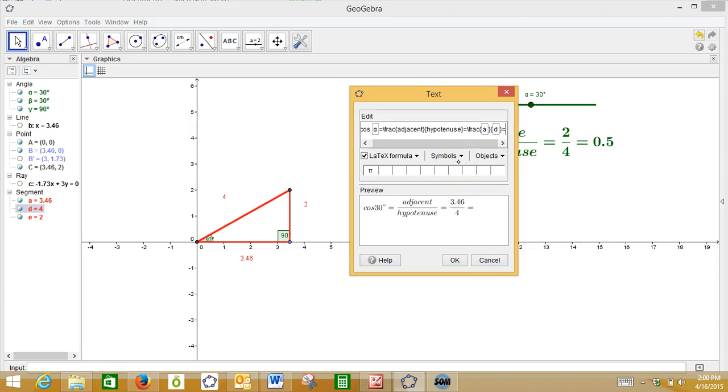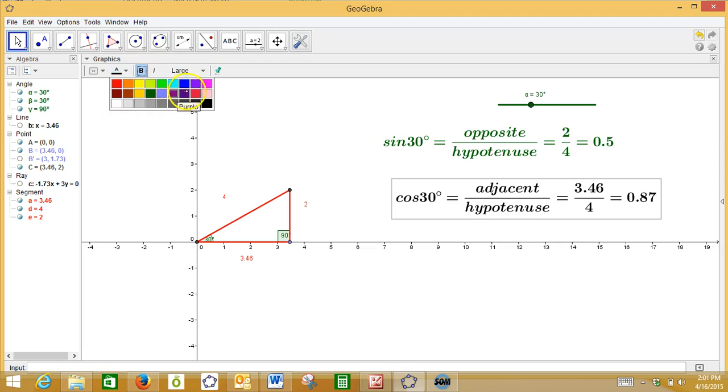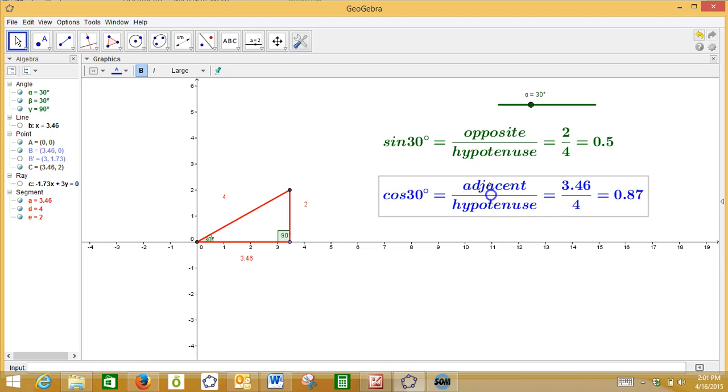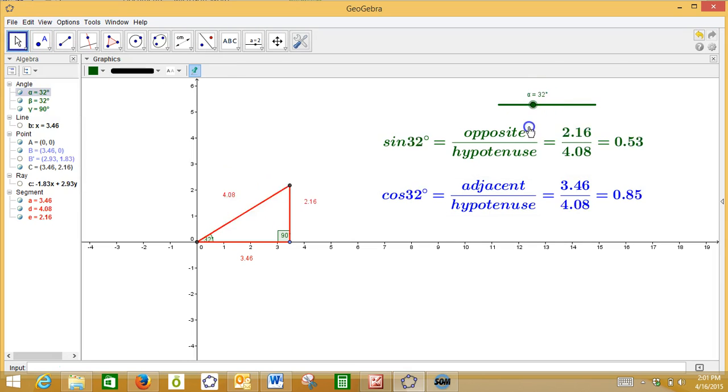I'm going to take my A, go back into that little formula box, and take A divided by D, which is 0.87. Okay, so now we can see that, large, bold, we'll make this maybe blue. Okay, so now we have some nice dynamic text. This would be perfect to give to kids to explore this concept. As we change our angle around, we can compare sine and cosine values. The numbers make sense, I hope.